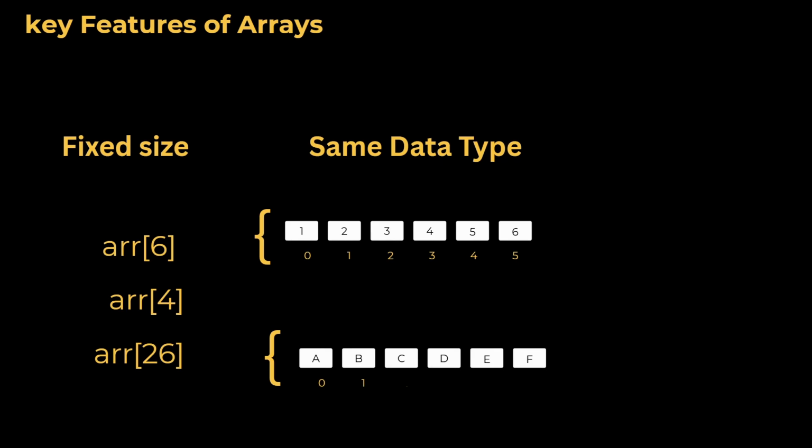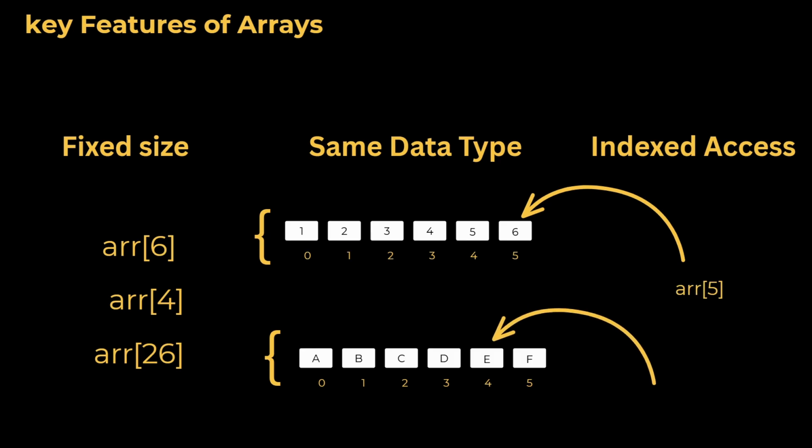And the next thing is accessing an element, indexed access. If you want to access any element from an array, we can use the index values. Suppose here we are going to access the element 6 by using index number 5, and here we access the element e by using the index value 4, like that.